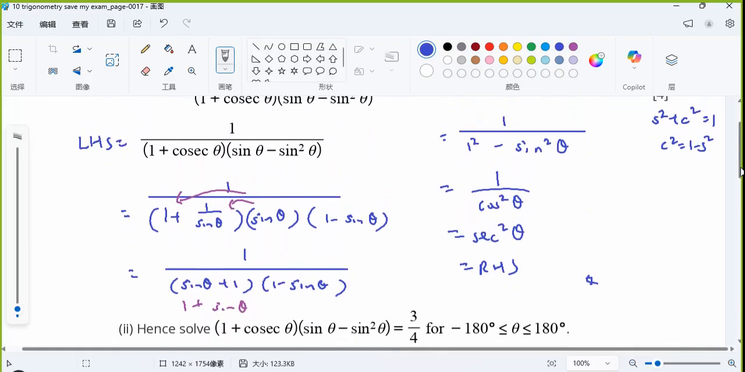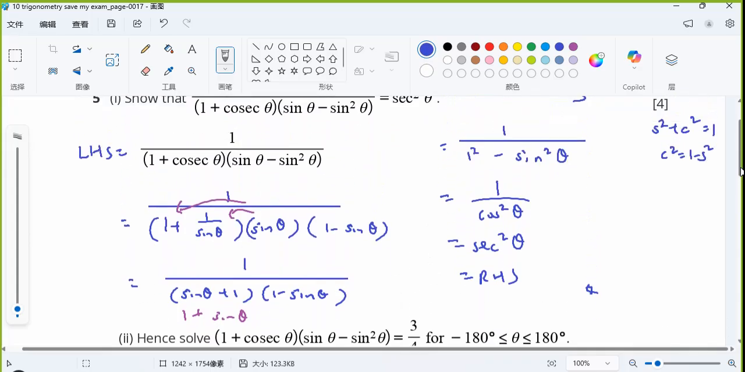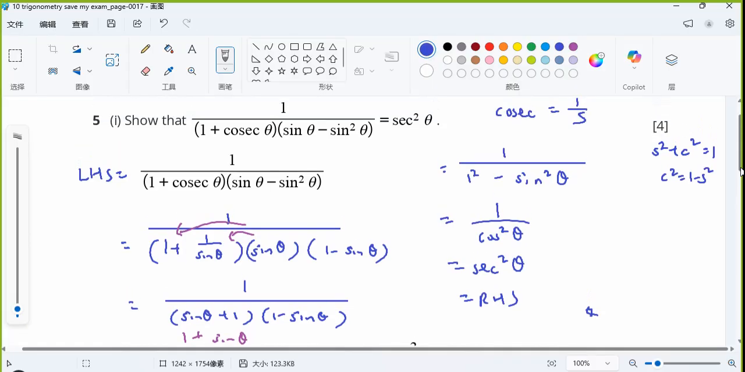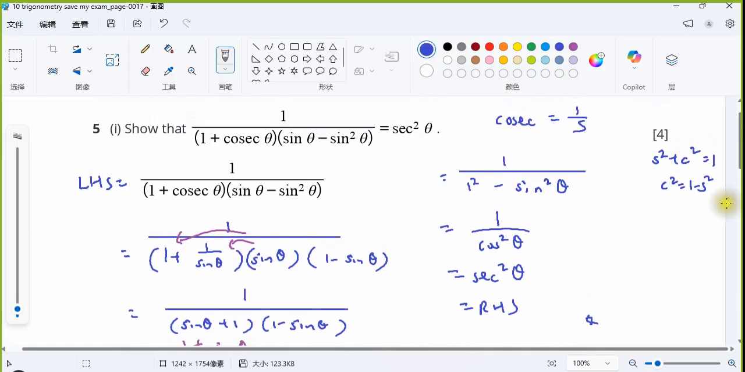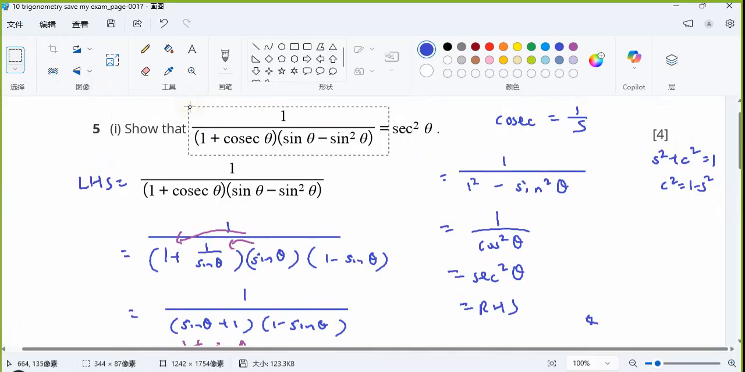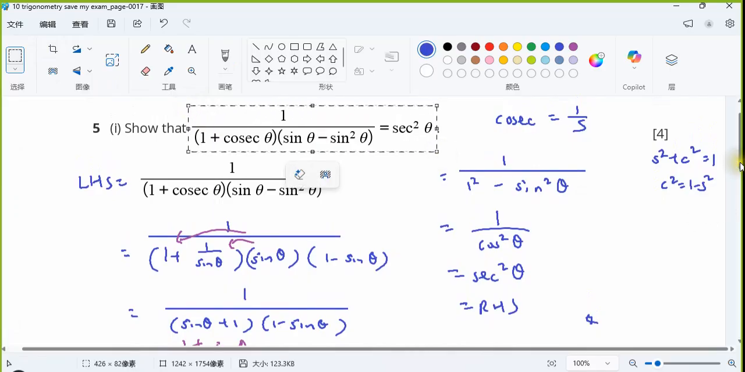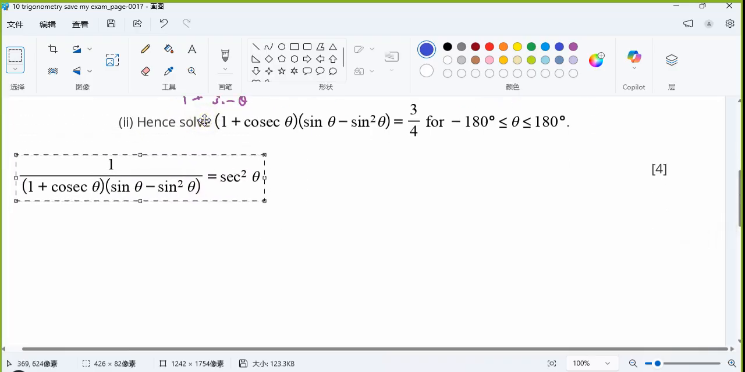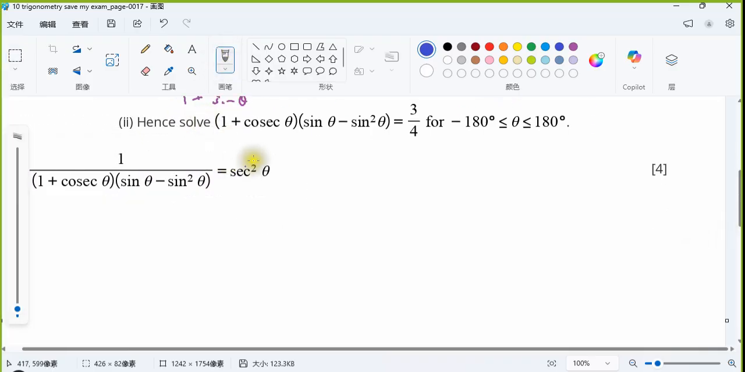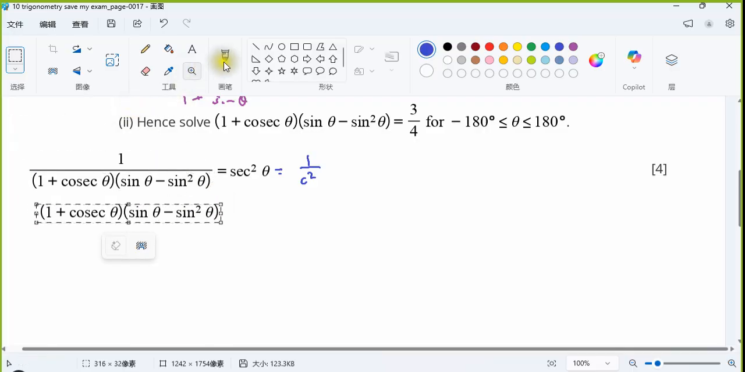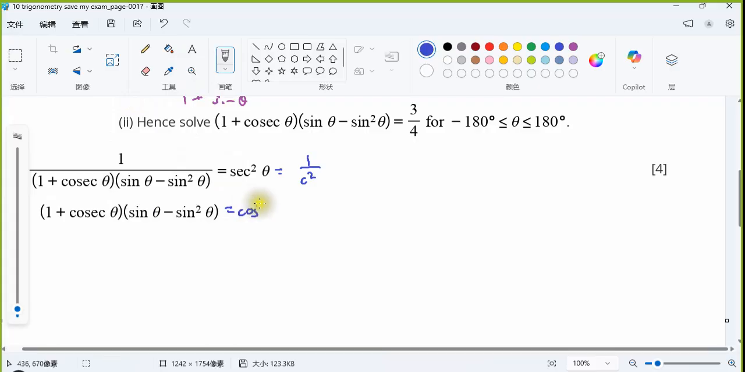Hence, this one is this. And then secant square is actually 1 over cos square. So that means this thing is equal to the whole cos square. So this one is equal to cos square.